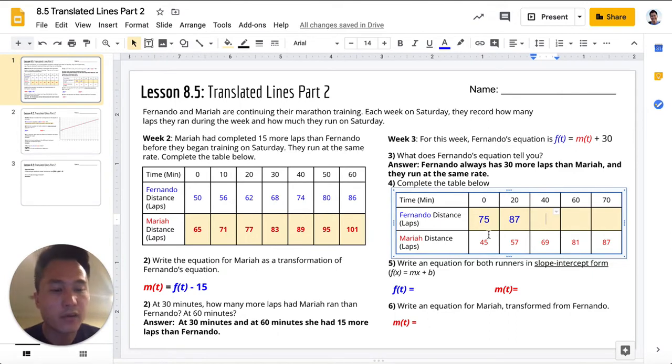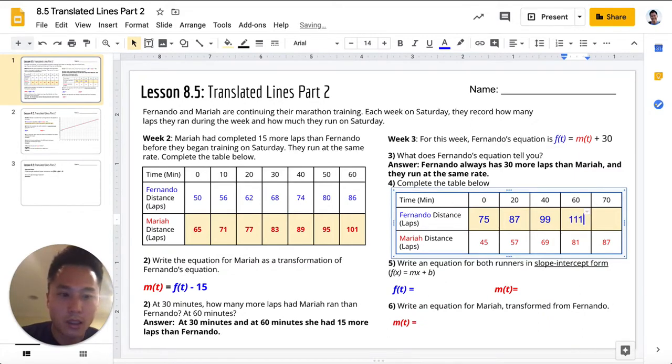Or I can figure out what the rate is. I know that every 20 minutes, Mariah runs the difference between 45 and 57. So that's 12. She runs 12 laps every 20 minutes. So going from 20 minutes to 40 minutes, I can add 12 to 87. That would bring me to 99. And then add 12 again. That brings me to 111.